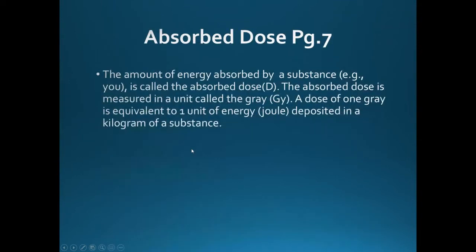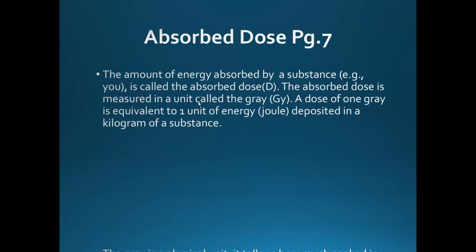Okay, so here's the absorbed dose, and this is rather important because this is what happens to us if we happen to be exposed to radiation. We want to be able to quantify that, and it starts out with the absorbed dose. I say it starts out with the absorbed dose because it gets a little more complicated than that. The amount of energy absorbed by a substance such as you is called the absorbed dose and is represented by a large D. The absorbed dose is measured in a unit called the gray, represented by Gy. A dose of one gray is equivalent to one unit of energy, which we learned earlier is a joule, deposited in a kilogram of substance. So that's an absorbed dose, and that's relatively heavy, but don't be overcome with this yet because it's about to change again.